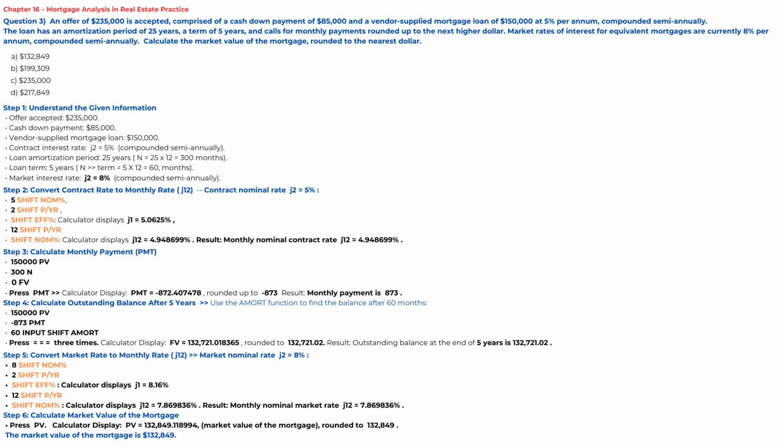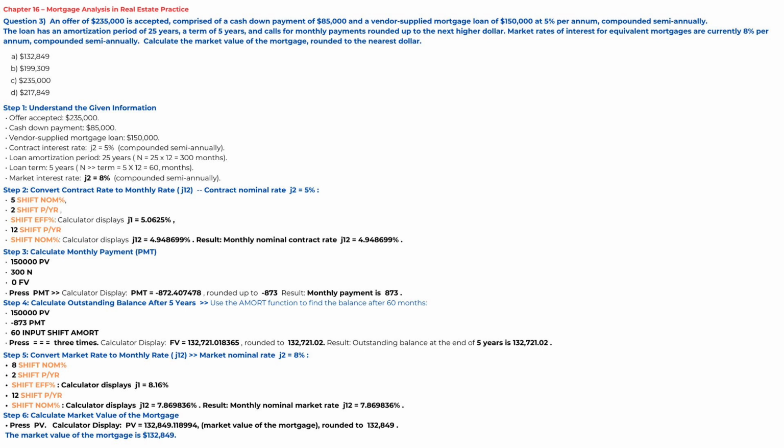Step 2. Convert contract rate to monthly rate. Contract nominal rate J2 equals 5%. 5, Shift, NOM. 2, Shift, P/YR. Shift, EFF. Calculator displays J1 equals 5.0625%. 12, Shift, P/YR. Shift, NOM. Calculator displays J12 4.948699%. Result. Monthly nominal contract rate J12 equals 4.948699%.